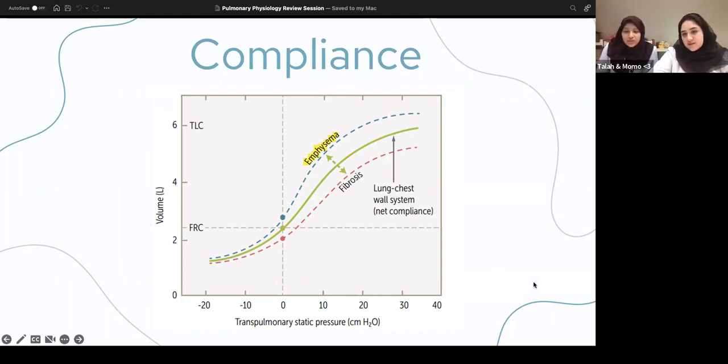Because resting volume is FRC, and that's when you add the resting volume of the lung and the chest wall, and they're opposite to each other, so they counteract and join together because they are connected and work together. Yeah, that's perfect. I just wanted to read that out for anyone who's interested. Okay, next.